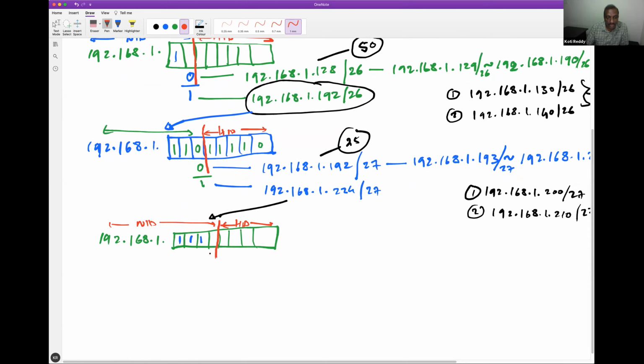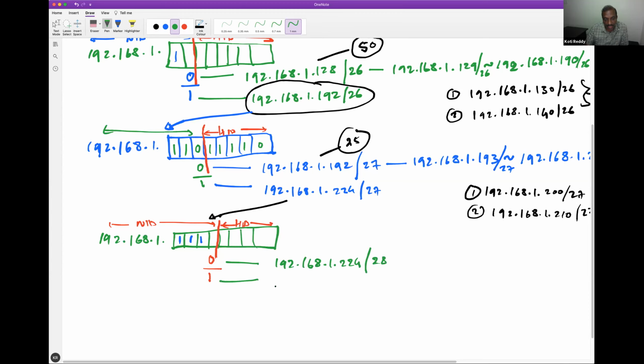But I should again give values to this. I can give 0 or 1. If I give it as 0, what networks will I get now? If I keep 0 here, I get 192.168.1. All ones, 0, all 0, 224/28.